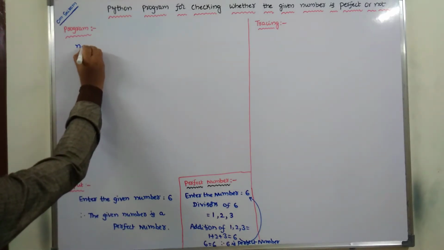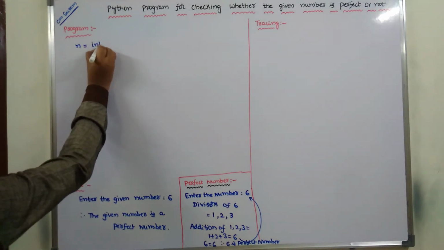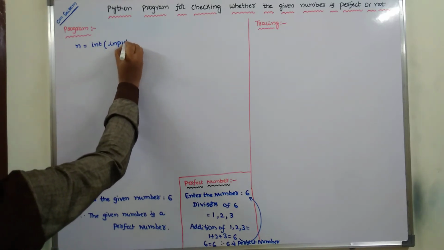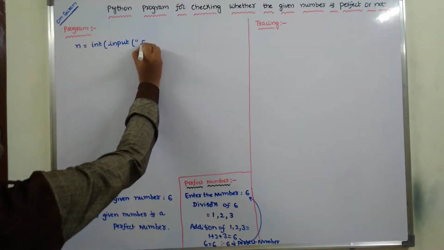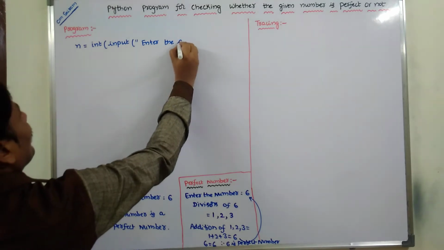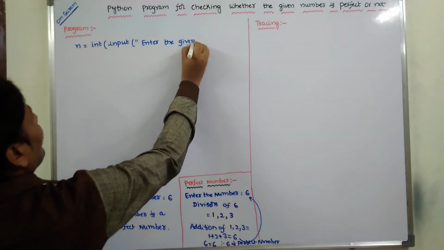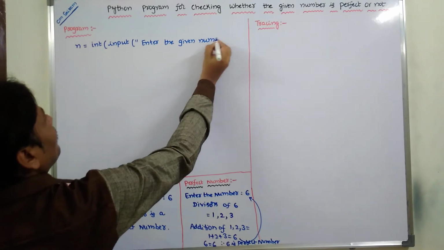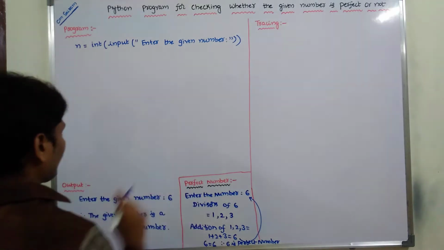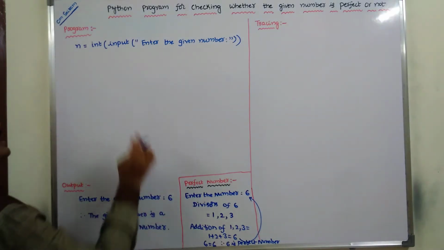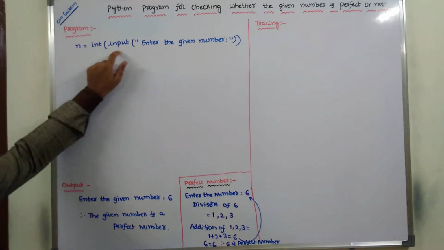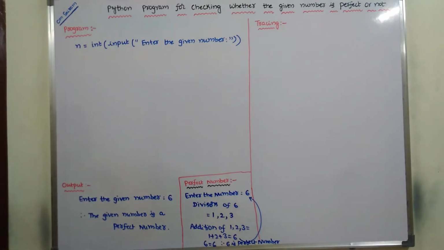First, n is equal to int of input of "Enter the given number". This can be written in the program: n = int(input("Enter the given number")).